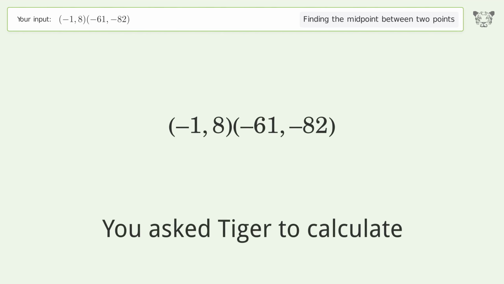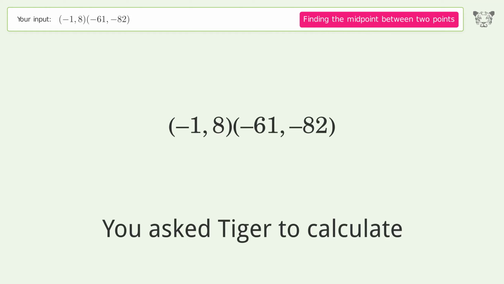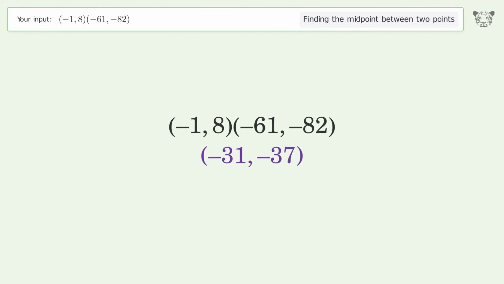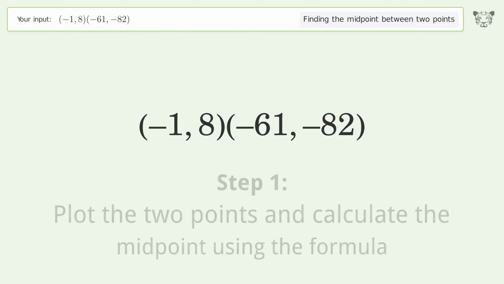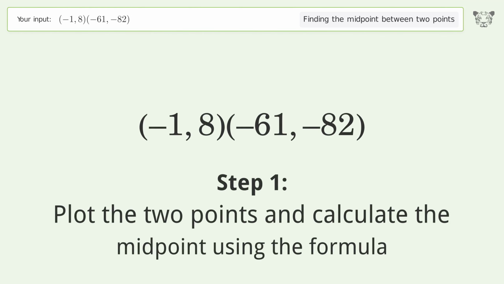You ask Tiger to calculate. This deals with finding the midpoint between 2 points. The midpoint between the 2 points is -31, -37. Let's solve it step by step. Plot the 2 points and calculate the midpoint using the formula.